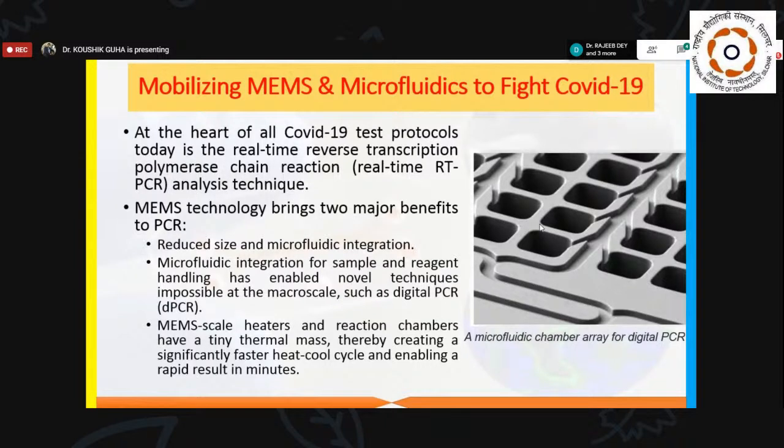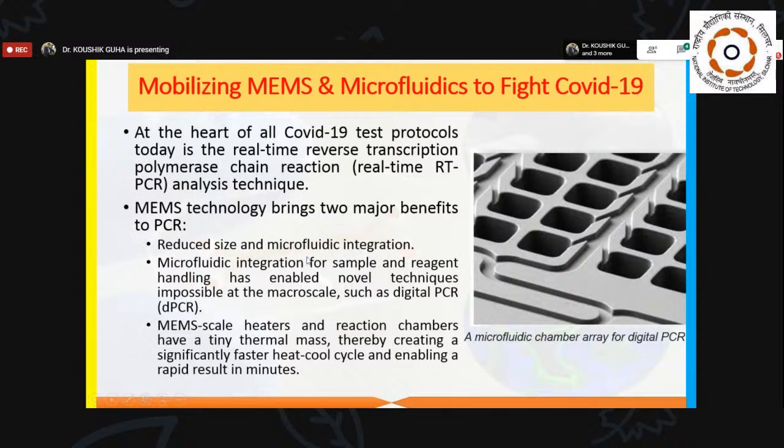How are microfluidics and MEMS fighting COVID-19? In the month of April, we heard that a California-based firm invented this type of technology. It's called real-time RT-PCR with the help of microfluidics. MEMS technology brings two major benefits to this PCR technique: reduced size and microfluidic integration. Microfluidic integration for sample and reagent handling has enabled novel techniques impossible at the macro scale, such as digital PCR.